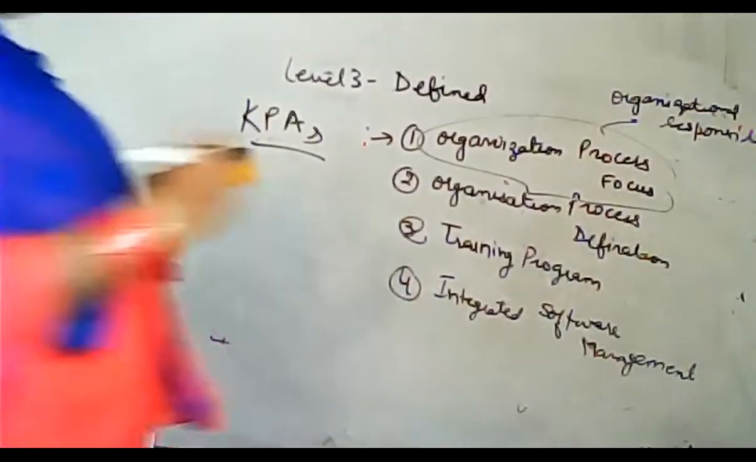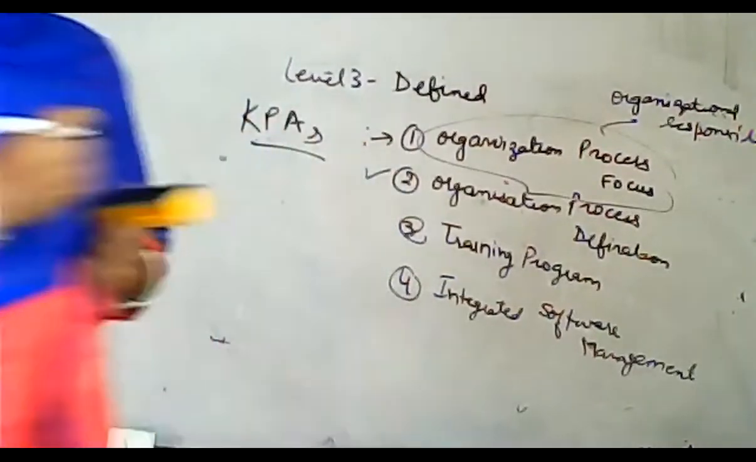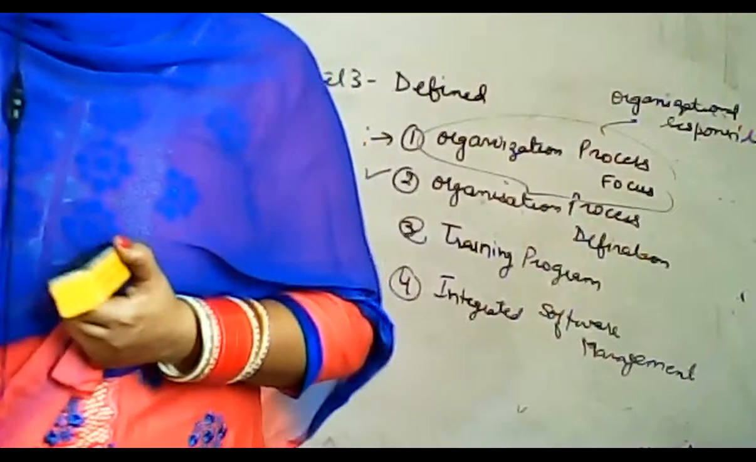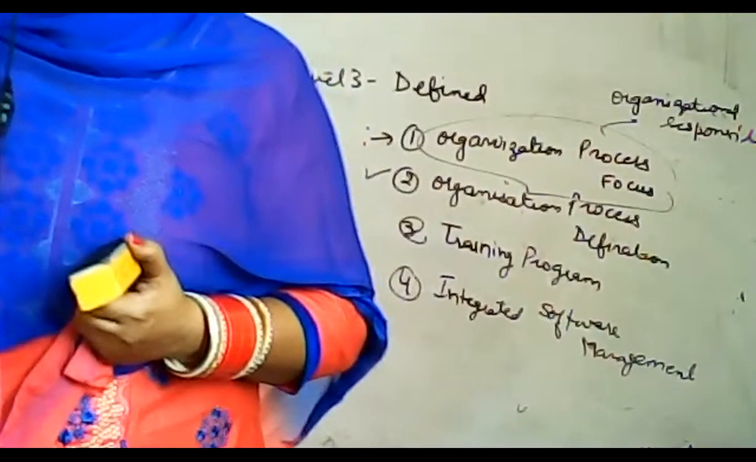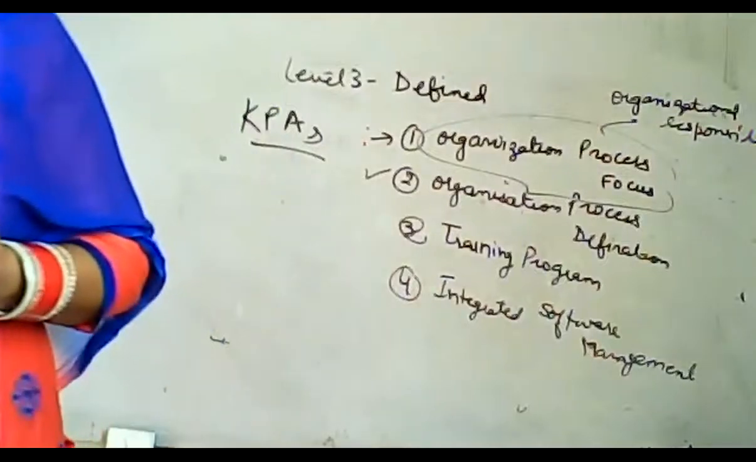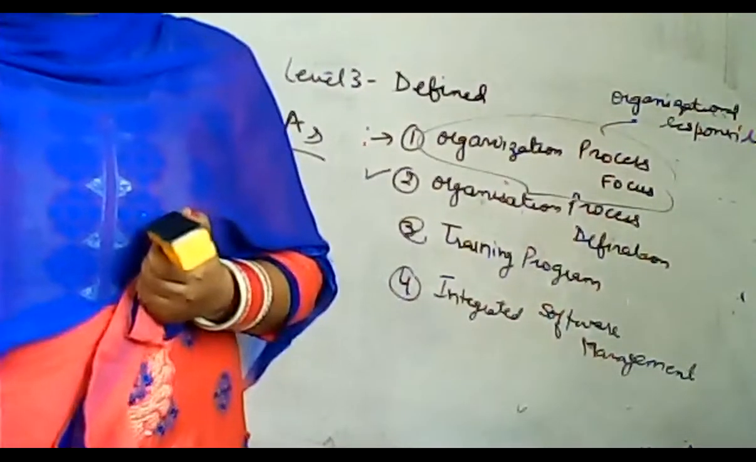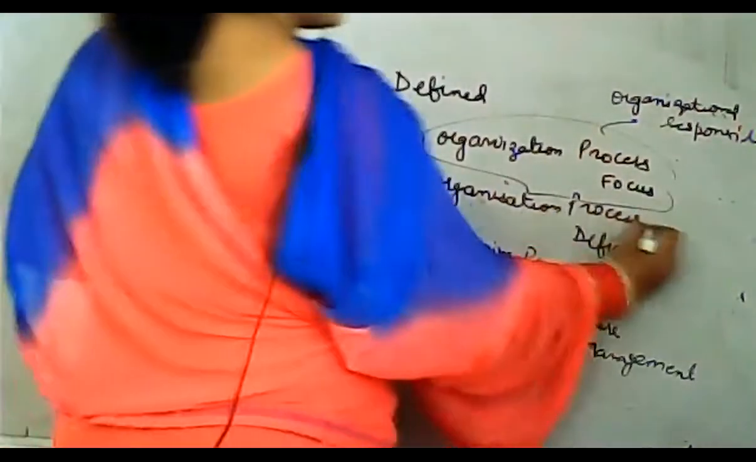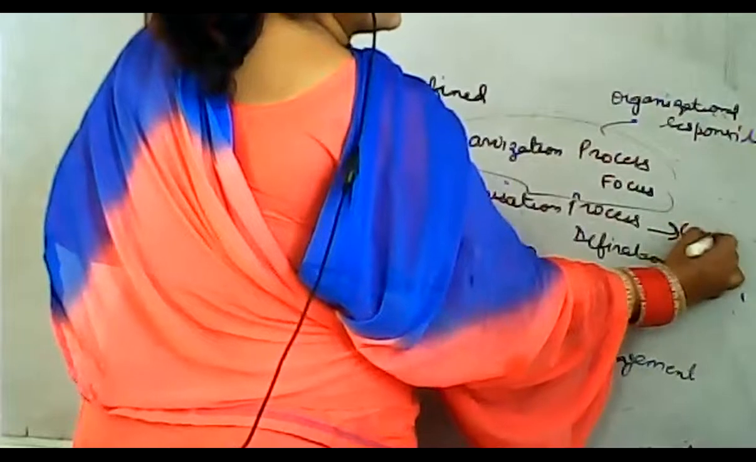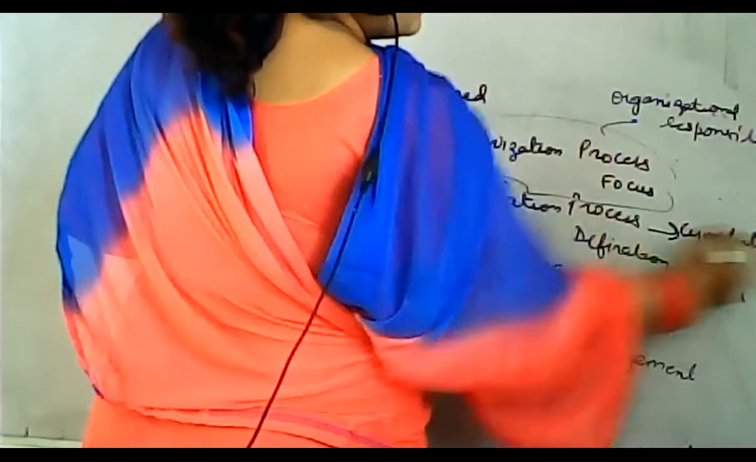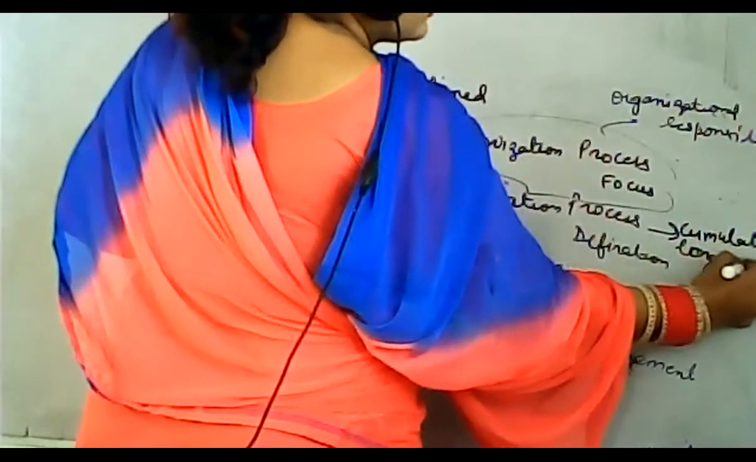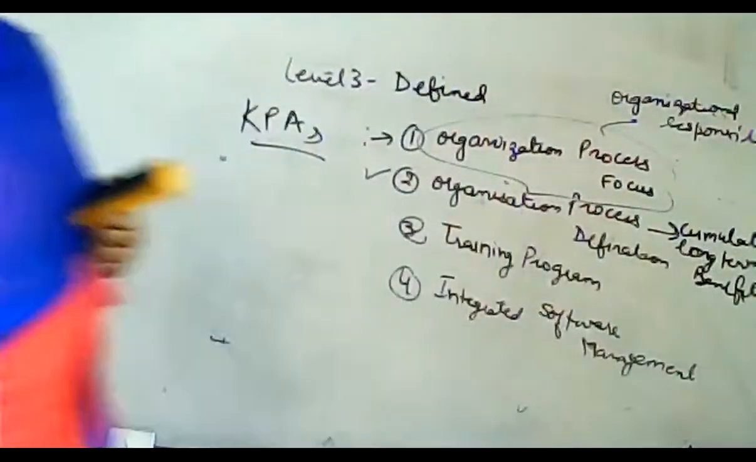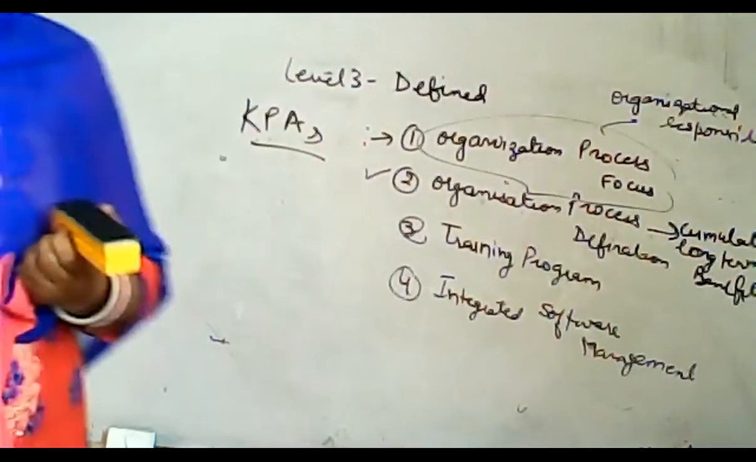In the organization process definition, they develop and maintain a usable set of software process assets that improve process performance across the projects and provide a basis for cumulative long-term benefits to the organization. So this focuses on cumulative long-term benefits. Next is the training program.